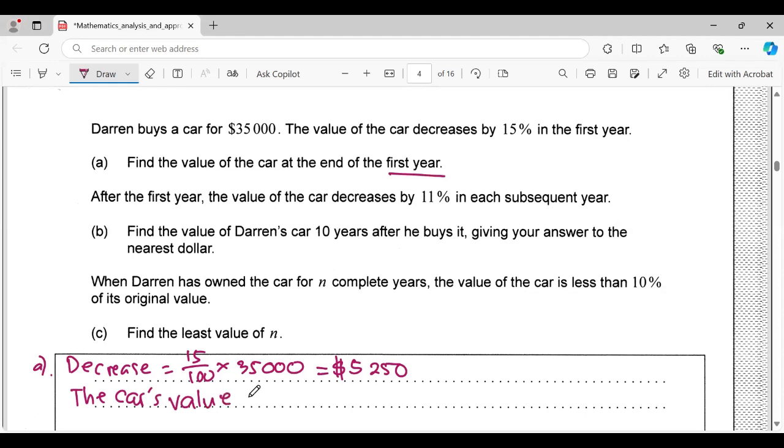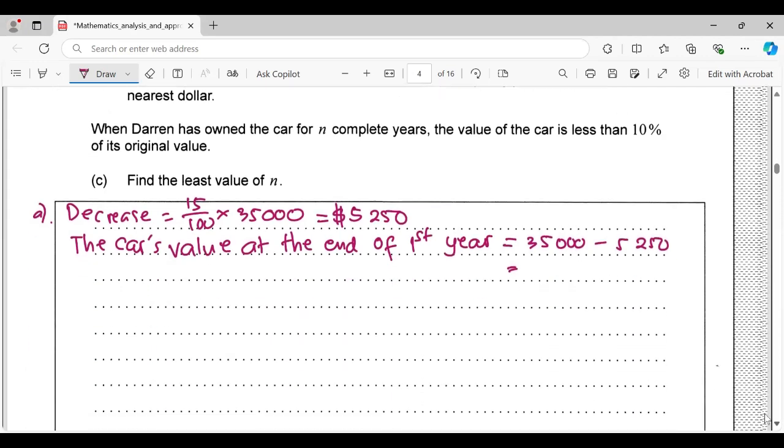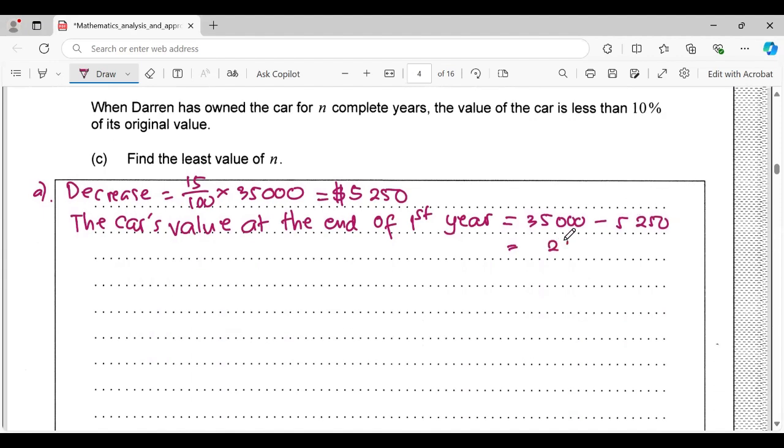The car's value at the end of the first year is $35,000 minus $5,250. It is $29,750. Next, part B.